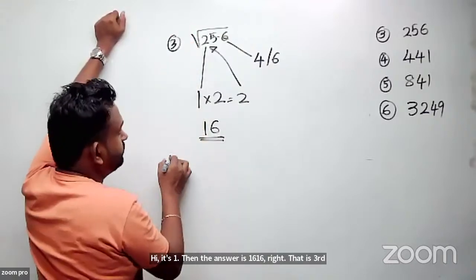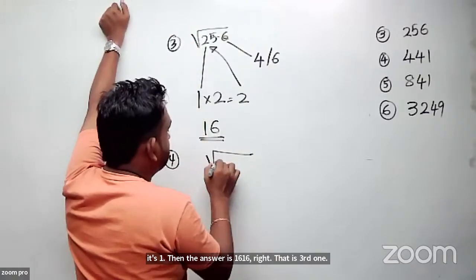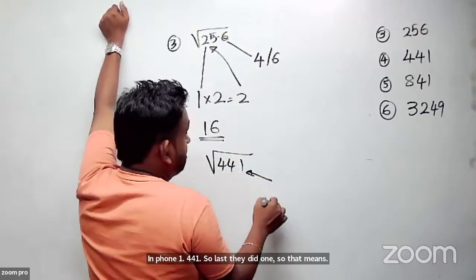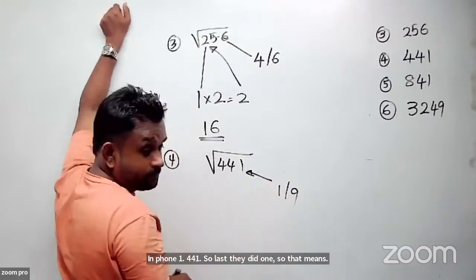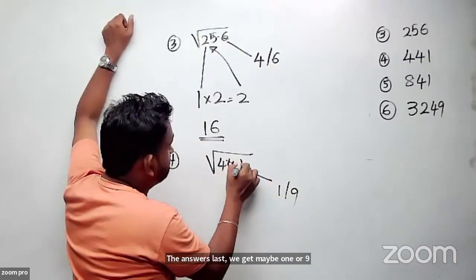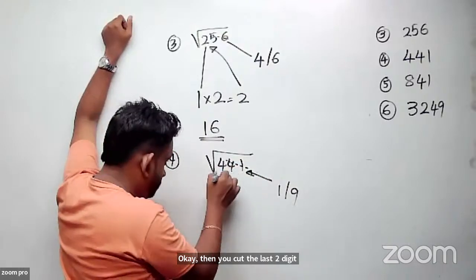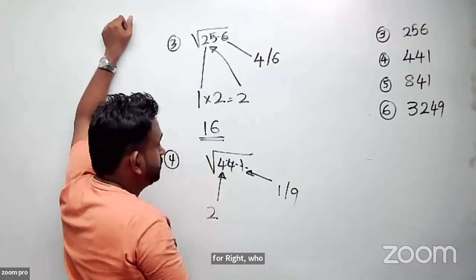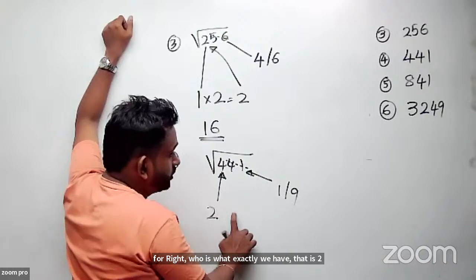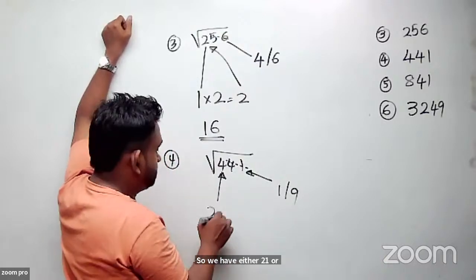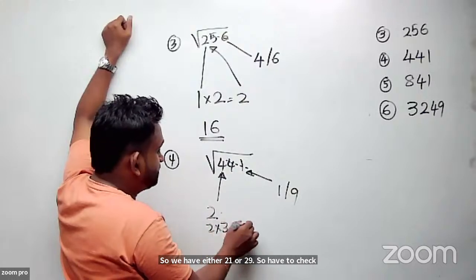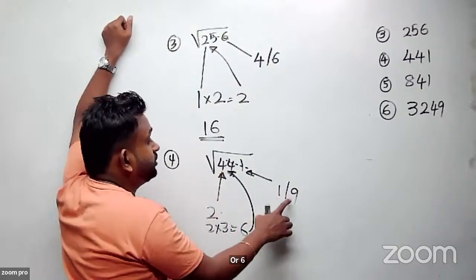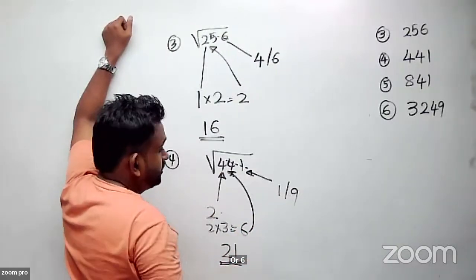That is the third one. Then the fourth one, 441. Last digit 1, so the answer's last digit may be 1 or 9. Then you cut the last two digits and 4 remains. The square root of 4 is 2. So we have either 21 or 29. How to check? 2 multiplied by 3 is 6. 4 is less than 6. Less, so the answer is 21.